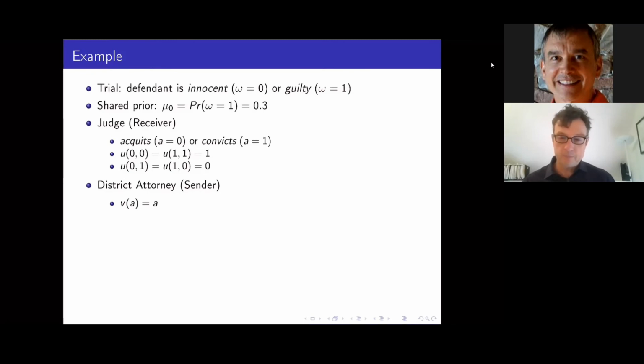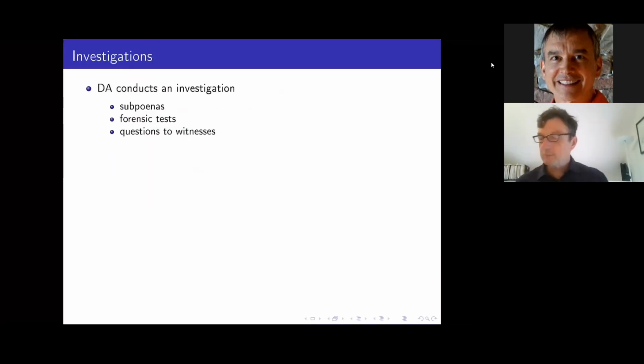So the instrument that the sender has is really just the structure of the information. The instrument that the judge has is the appropriate decision that will have payoff implications, not just for him as a judge, but also for the district attorney. So DA is English for district attorney.